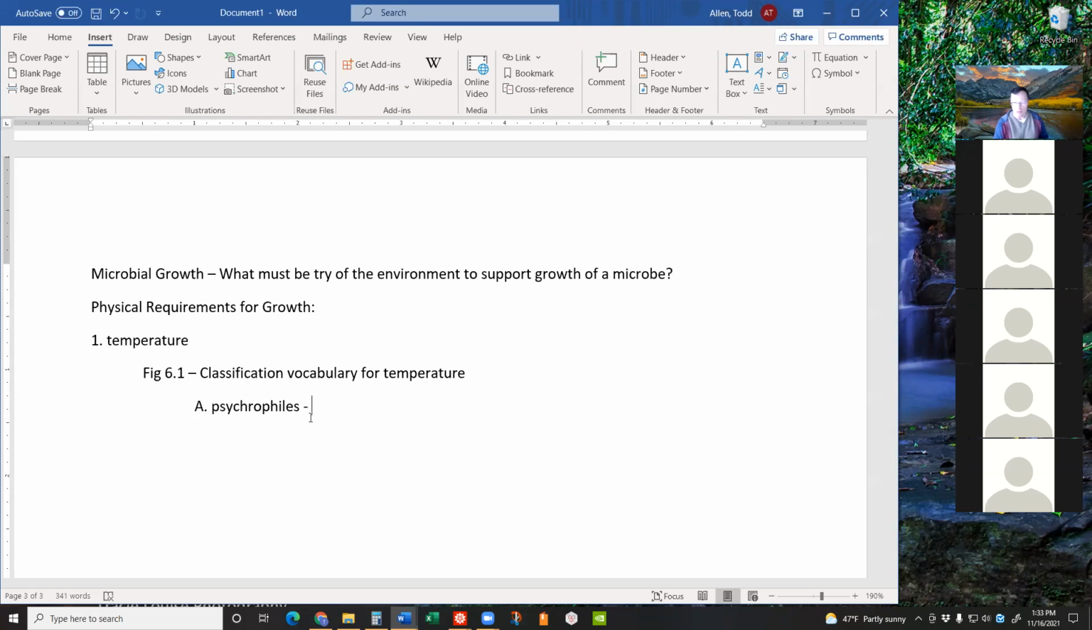Okay, so psychrophiles grow best at roughly 12 degrees C. We would consider these cold-loving microbes. So obviously, psychrophiles represent the category of microbes we need to worry about spoiling our food in our refrigerators, right? Because it's cold in the refrigerator, but these microbes actually like to live in that environment.